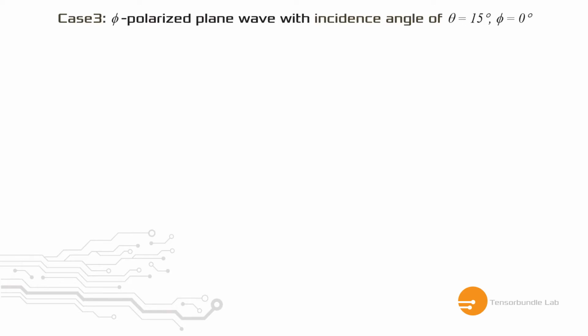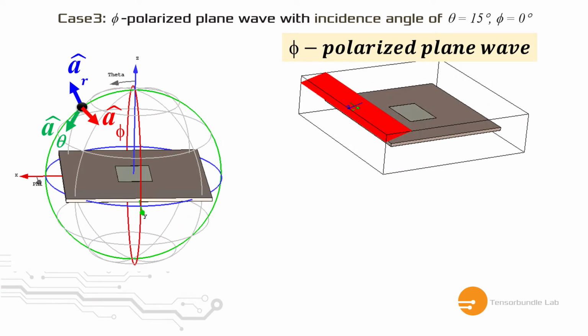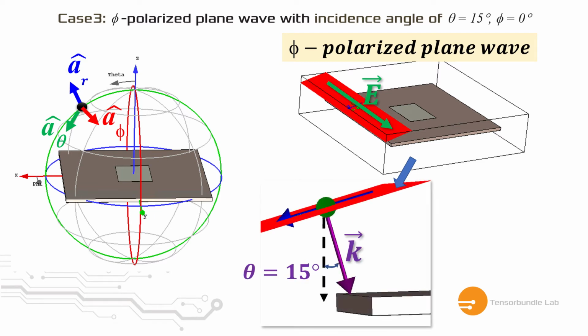So we will consider the last case, which is case 3. In this case, we will consider a phi-polarized plane wave with an incidence angle of theta equals 15 and phi equals 0 degrees. So the direction of the E field is along this way, which lies in the phi plane. And if we zoom in on this configuration of the field orientation, we find the k vector is making an angle of 15 degrees with the normal incidence of the patch.